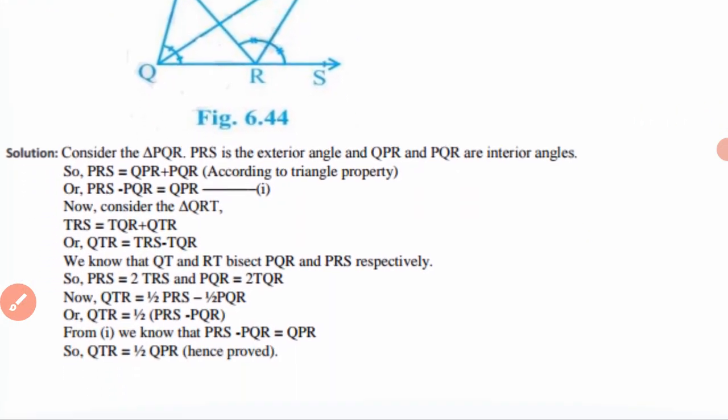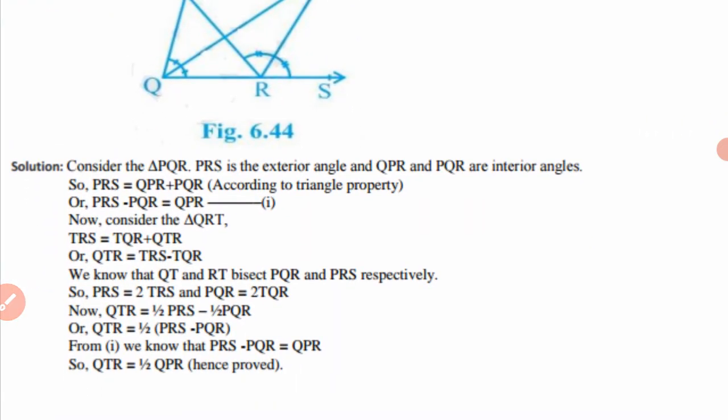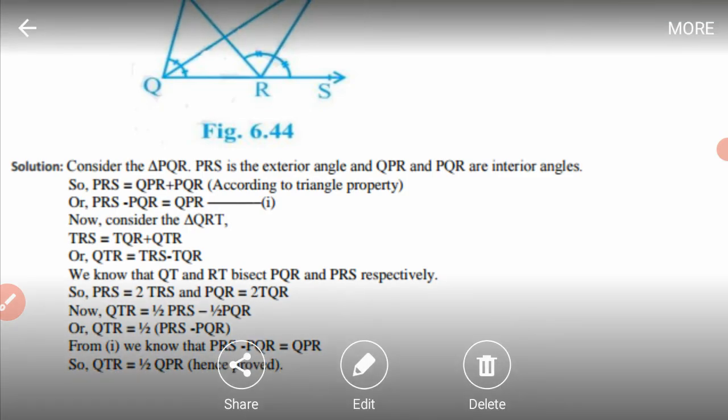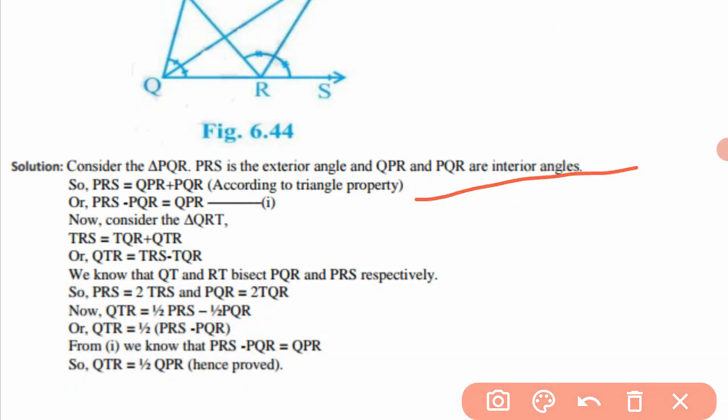So in this solution, consider triangle PQR. PRS is the exterior angle, and QPR and PQR are the interior angles. So here, according to the property, we can say PRS equals QPR plus angle PQR. Now here we can find the value of QPR. So PRS minus PQR equals QPR. This will be the first equation.